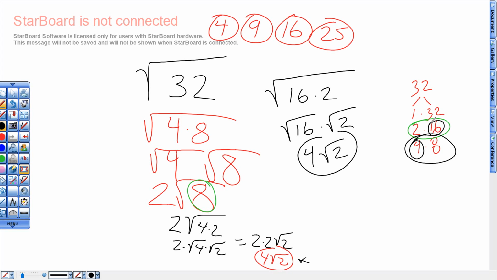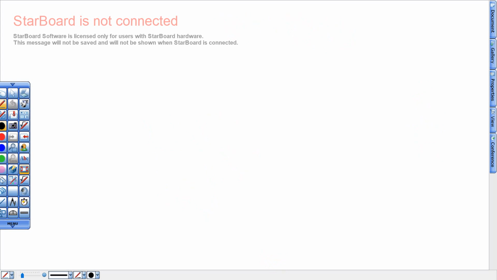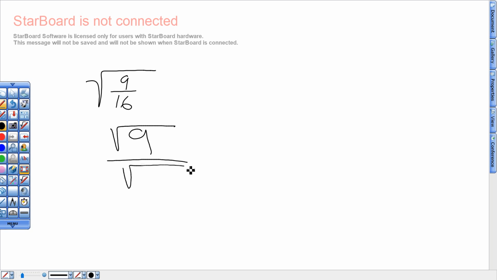Okay. I'll try another. Try this guy. I'm going to give you a square root of 9 over 16. We'll start off with this one. How do you break down a fraction radical? Good job.